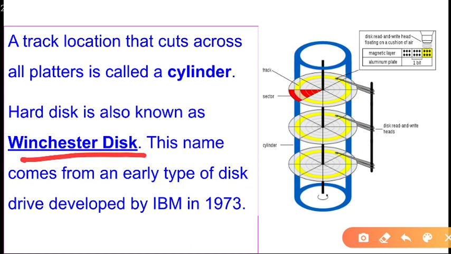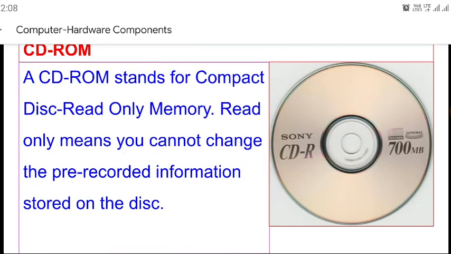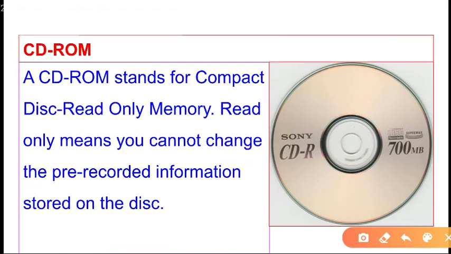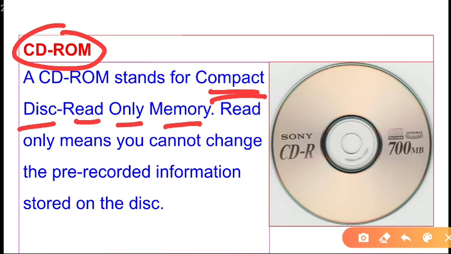Okay, students. Now the next type of storage device is the CD-ROM. What is the full form of a CD-ROM? The full form of CD-ROM is compact disk read only memory. You need to memorize these abbreviations or full forms.